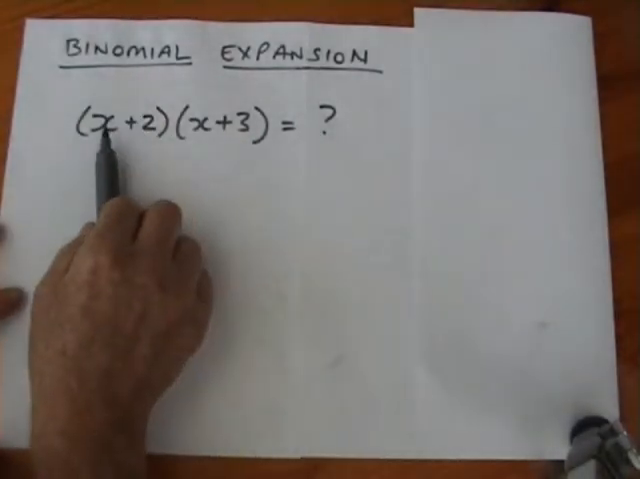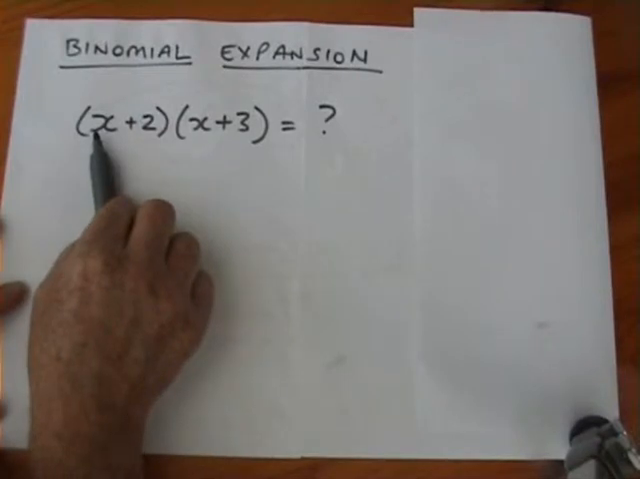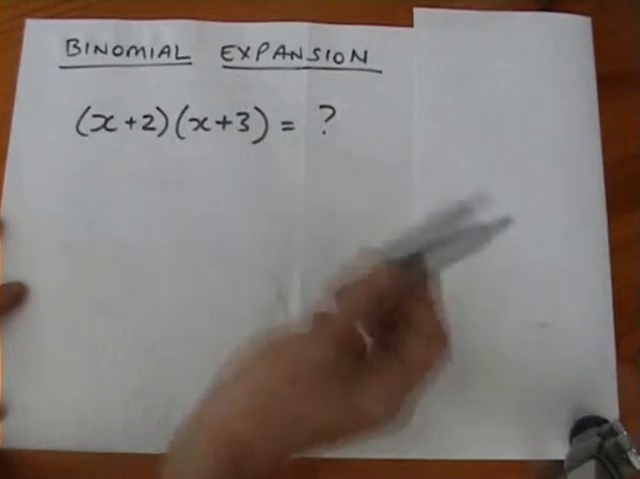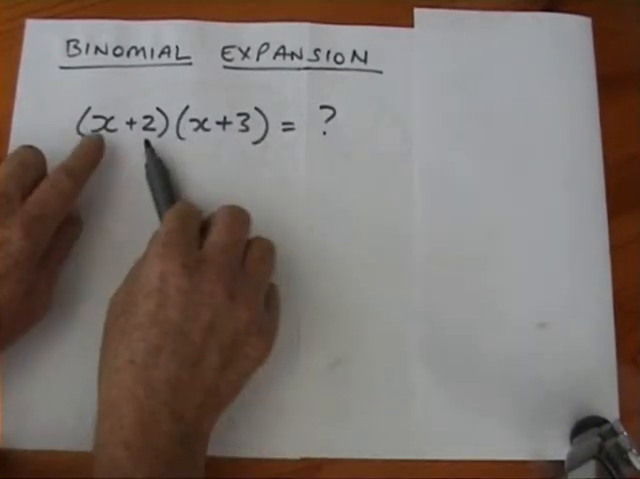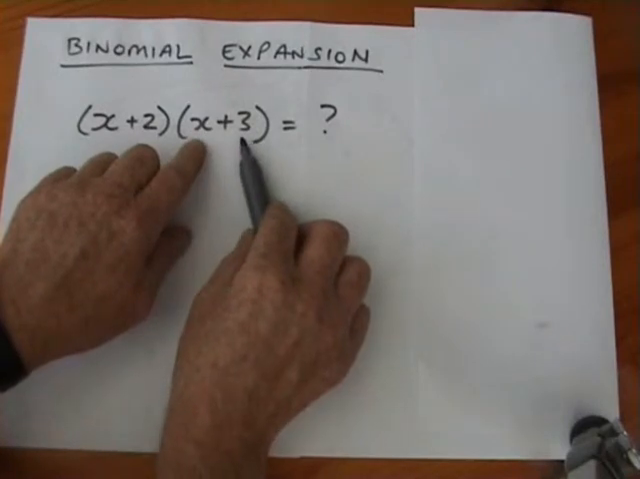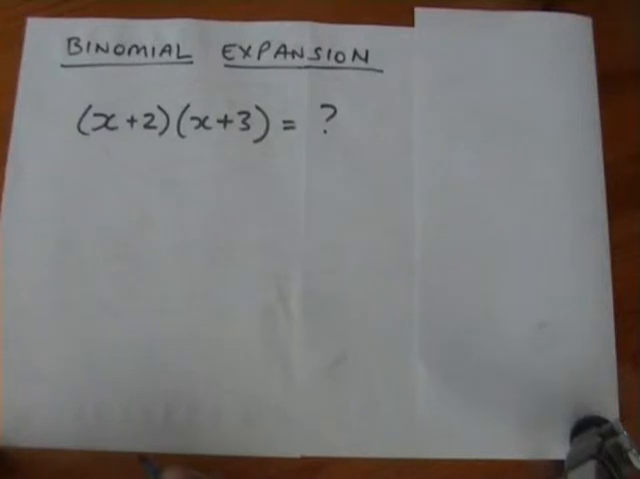Don't forget, a term is a single letter or a single number or a combination of the two, so that is a term, that is a term, that is a term, and that is a term. So there's four terms altogether, and I'm going to multiply the first two terms in this bracket by the two terms in this bracket and collect my like terms and write it as simply as possible. That's the purpose of what I'm trying to do.